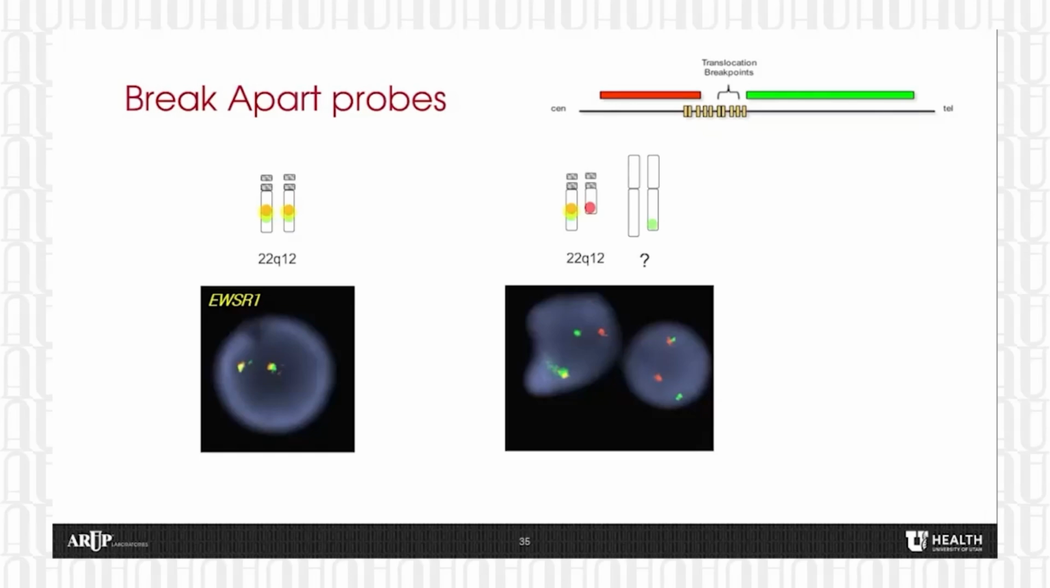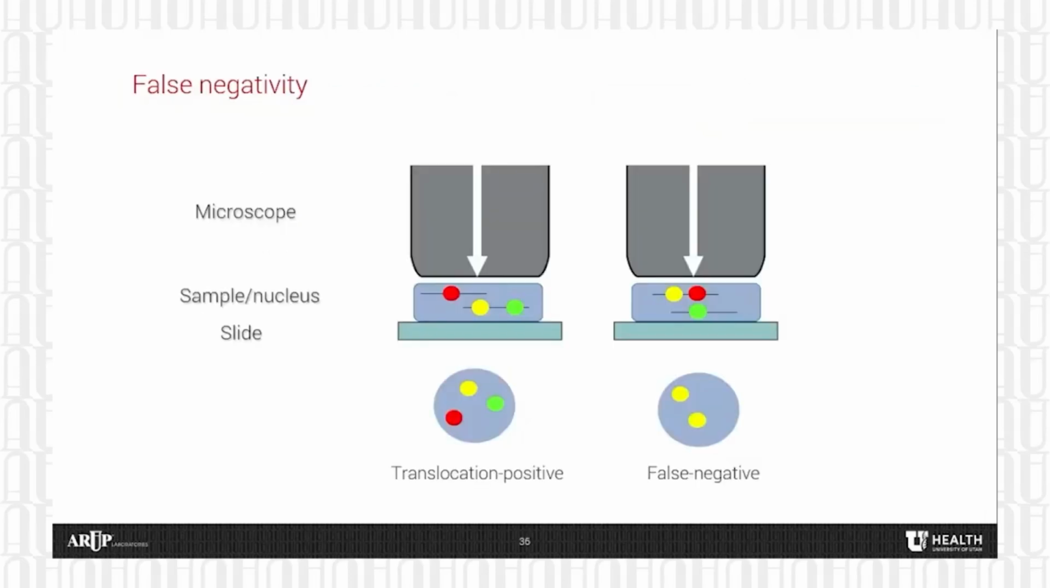One thing to remember about these break-apart probes is that they can only give you information about whether a rearrangement or translocation has happened in the cell, and they cannot give you information about, excuse me, the partner chromosome. So there is a possibility of false negativity in this probe strategy.